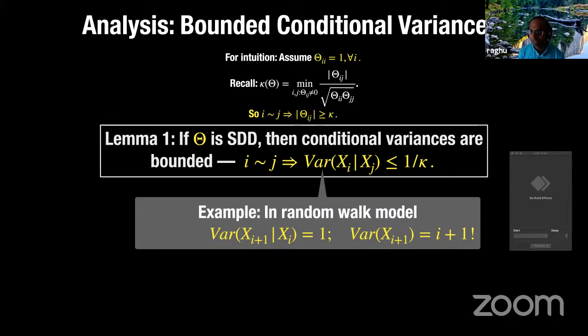If you go back to our running example of the random walk matrix, remember that the variances of the original model can grow linearly with the dimension p. The variance of x_{i+1}, which is a sum of prefixes, is actually i+1, and i is going from 1 through p. So it can be as high as linear in p, whereas the conditional variance for any edge is actually just 1. So there's this big gap between what the conditional variance is and what the actual variances are.